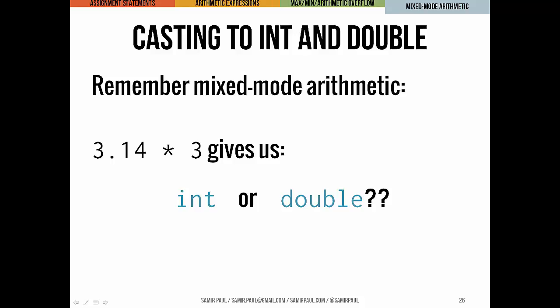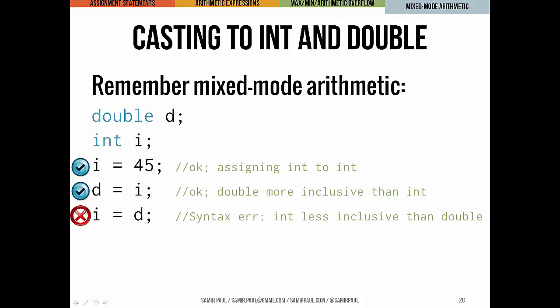So think back to a couple minutes ago when we were working with mixed mode arithmetic. 3.14 times integer 3. Is that going to give us an int or a double? Hopefully you said double. 3.14 is a double. That's the larger, more inclusive type. So take a look at this example.